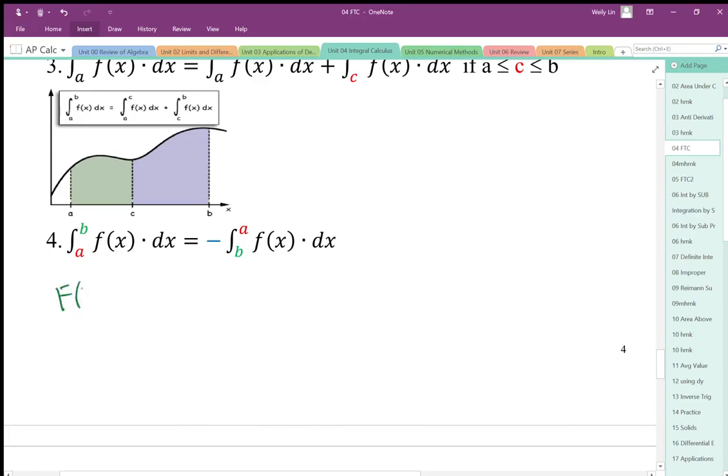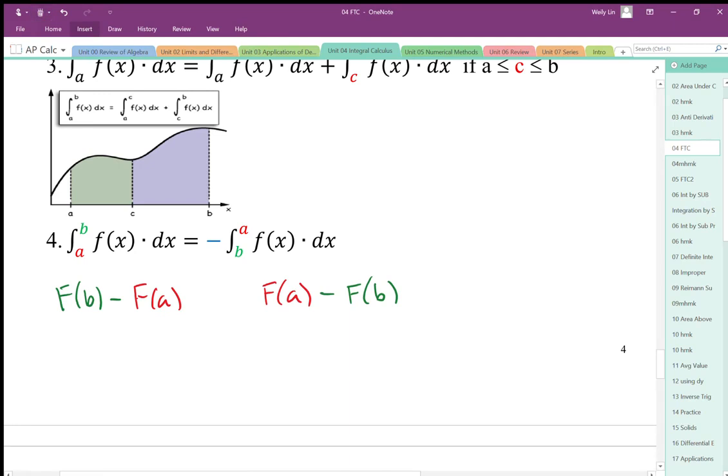big F of B minus big F of A. That's really what it means. Okay, and how does that compare to if I did big F of A minus big F of B? Because this is what this is saying. Okay, well if I reverse subtraction, I just get the opposite sign. So that's what's going to happen.